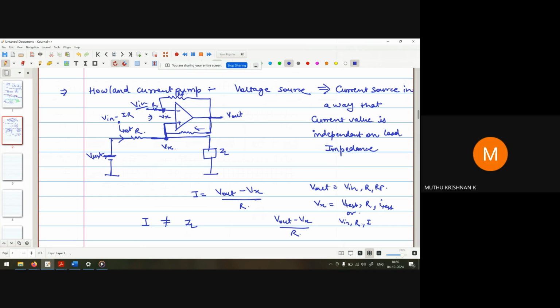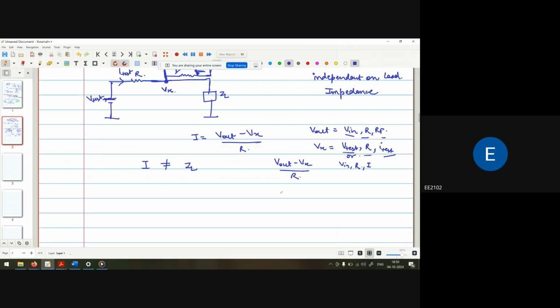any doubt? Yes, sir. So the current that is coming in this direction is dependent on these two factors, and these two factors are dependent on V in, R, RF, or V test, R, I test. It is not dependent on any value of ZL. Okay, so current is not dependent on ZL value.